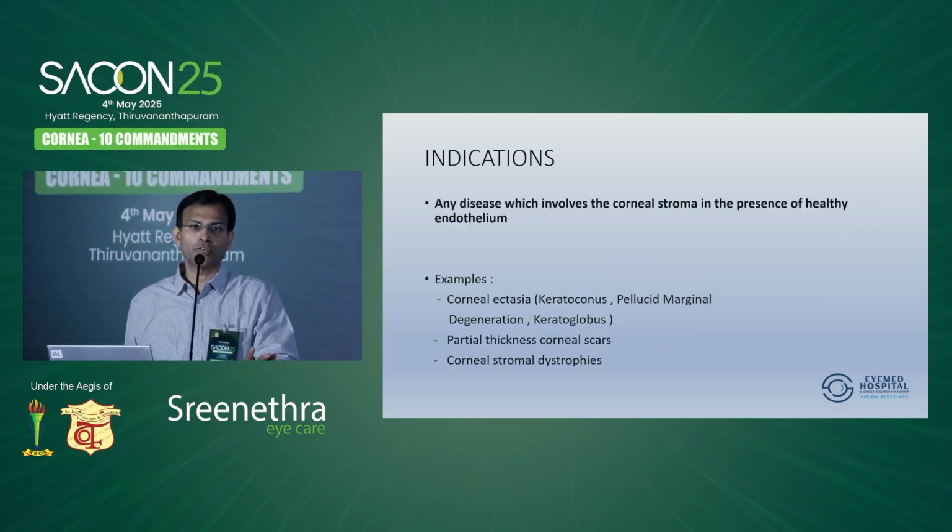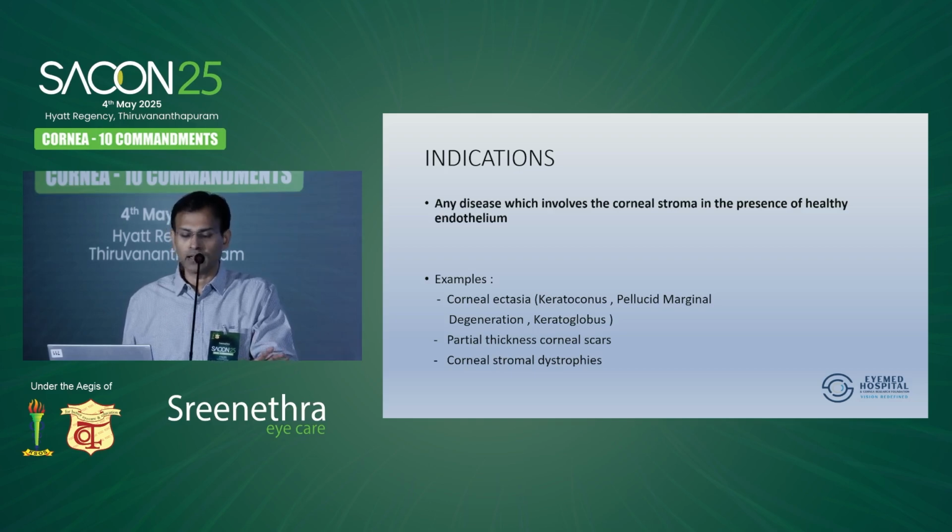So the indication for any lamellar surgery is any disease which involves the corneal stroma in the presence of healthy endothelium. Nowadays, as corneal surgeons, we talk more about layered corneal surgery, because layered corneal surgery is the future, where any layer has a problem, you replace that particular layer, you don't replace the entire cornea, and this gives very excellent results.